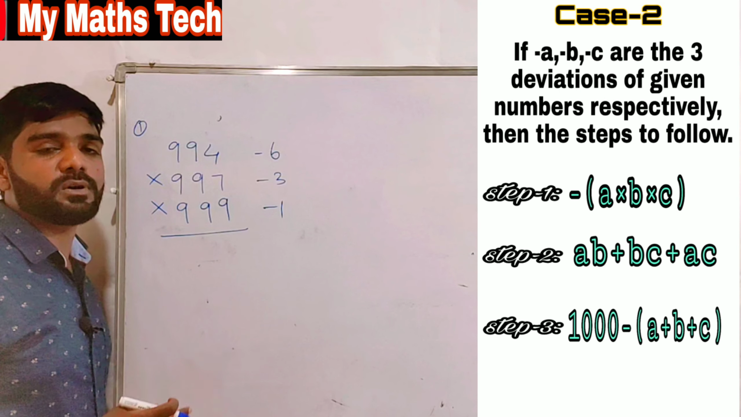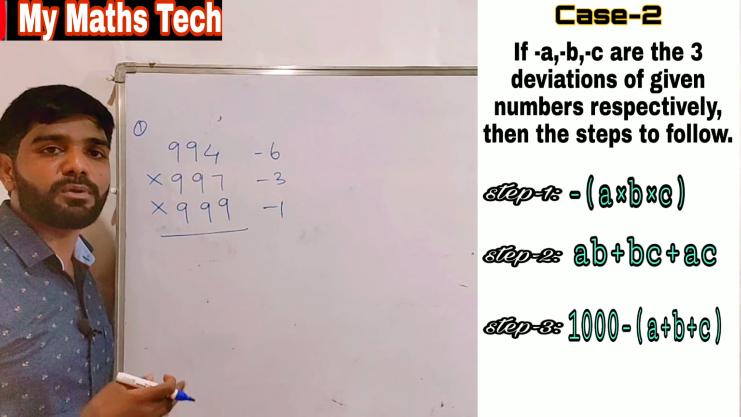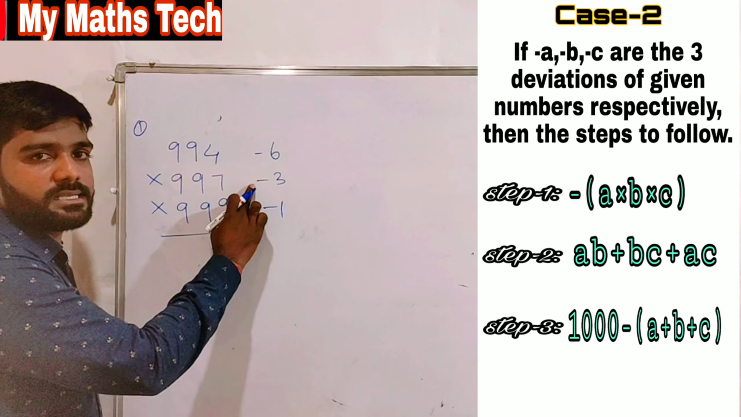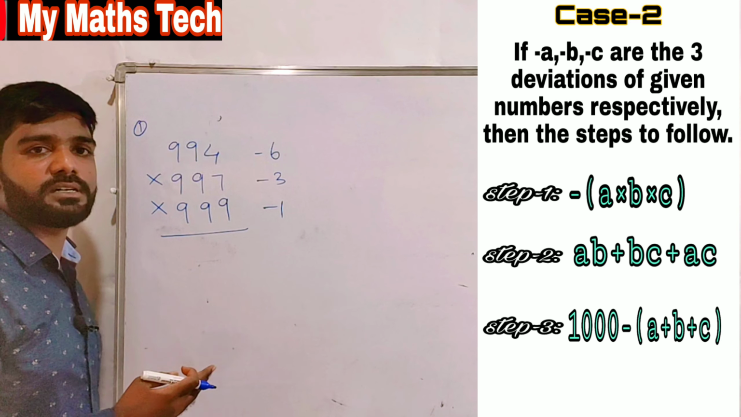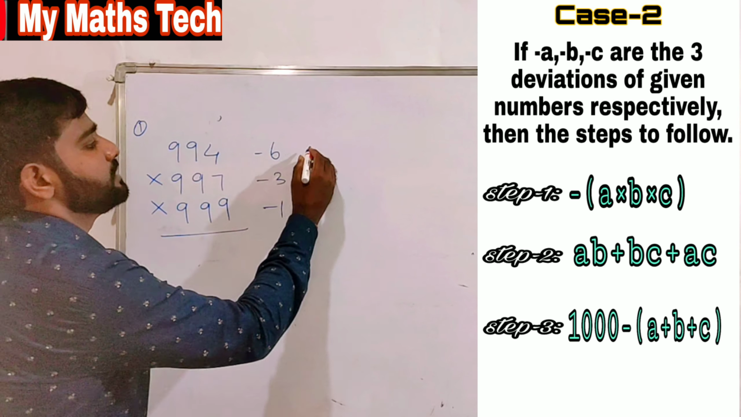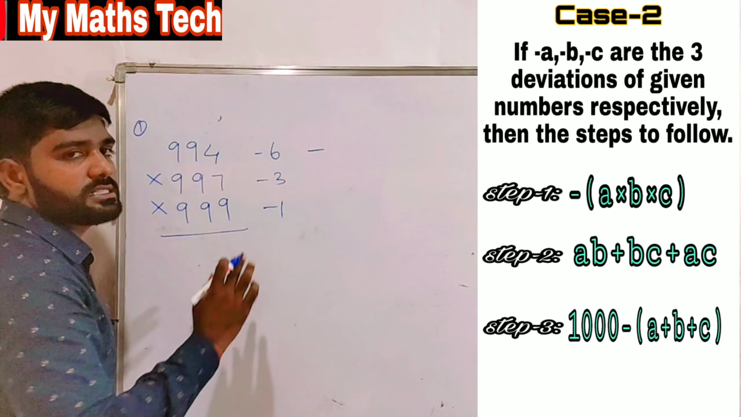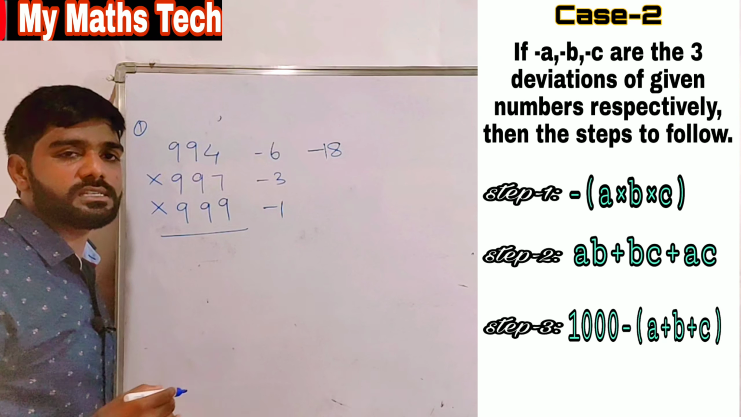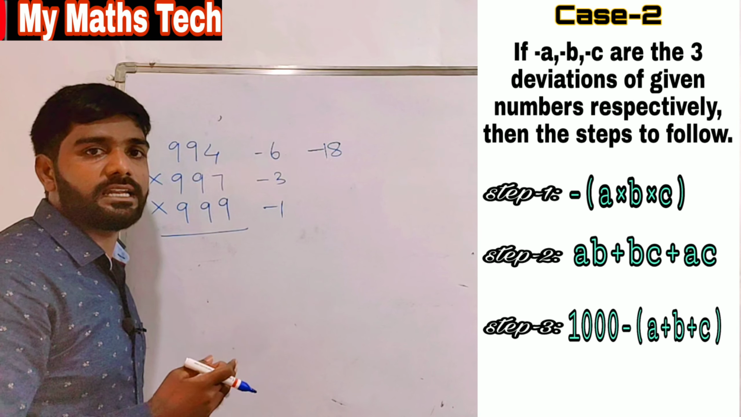The first step is the product of three deviations, but here all three deviations are negative. Their product will also be negative, because minus into minus is plus, plus into minus is minus. So the product of three negative numbers will be a negative number. Minus, 6 times 3 is 18, 18 times 1 is 18. The product of three deviations is equal to minus 18. So friends, minus 18 is a negative value.